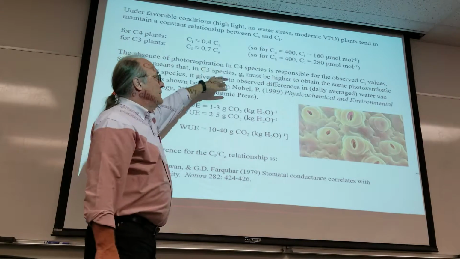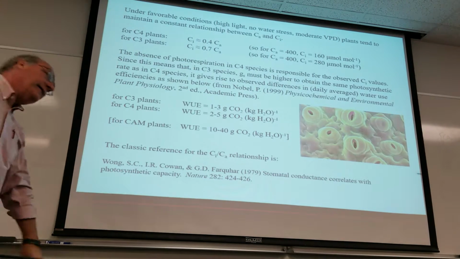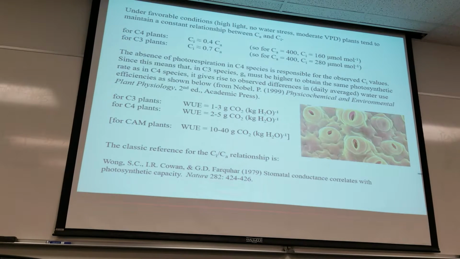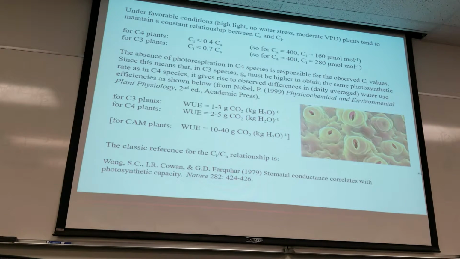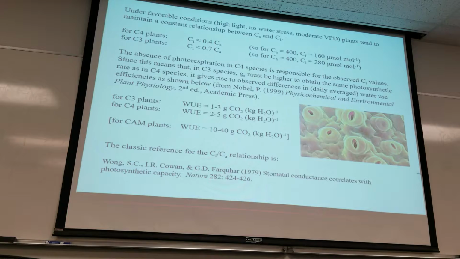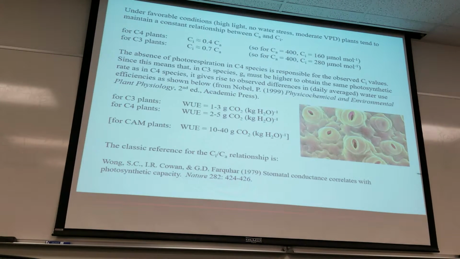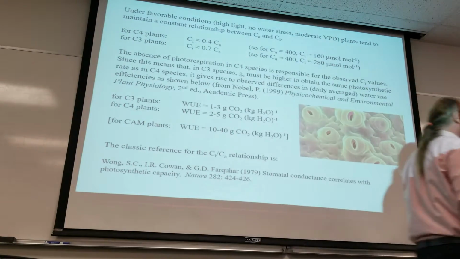So the absence of photorespiration in C4 is responsible for this difference in Ci concentrations. That means, what does it mean? Well, it means for a C3 plant, if you want to photosynthesize at the same rate as a C4 plant, you have to open your stomata wider, because that difference in CO2 is smaller.